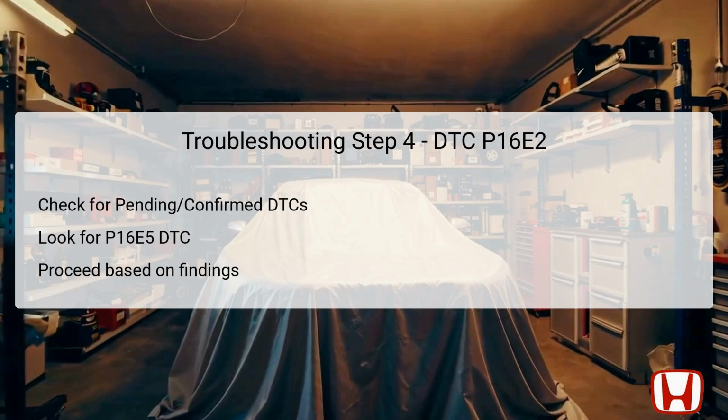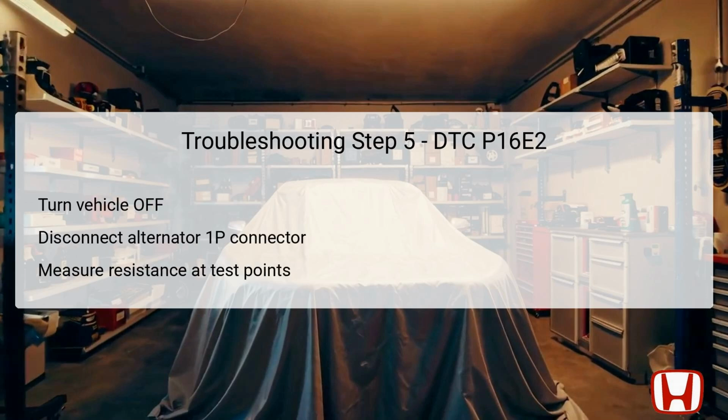If DTC P16E5 is registered, it indicates a complex interconnection issue that will require specialized diagnostics focusing on the DC-DC converter system. Should it not be indicated, proceed to subsequent troubleshooting steps to hone in on the core issues related to the P16E2 DTC, continuing the deeper examination of electrical and communication circuits throughout the alternate components.